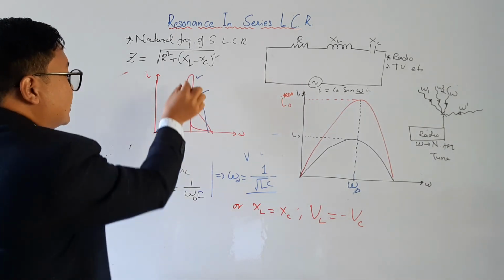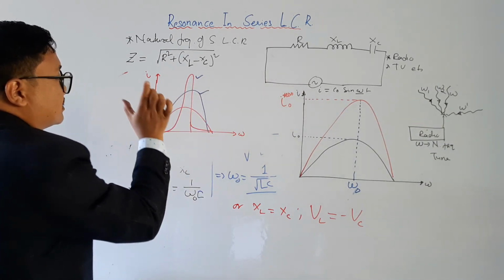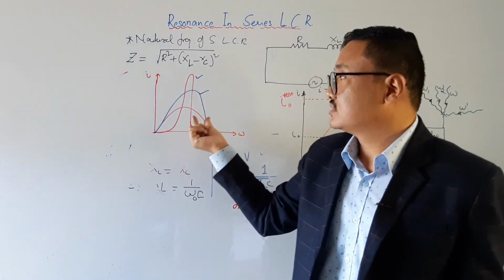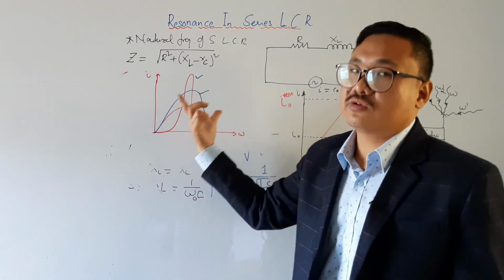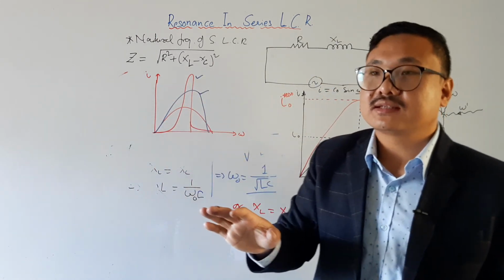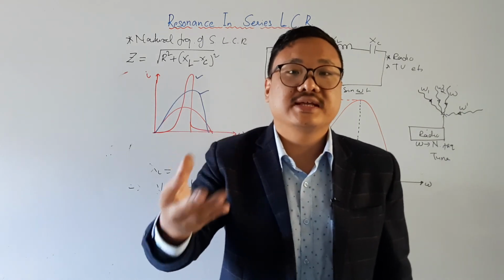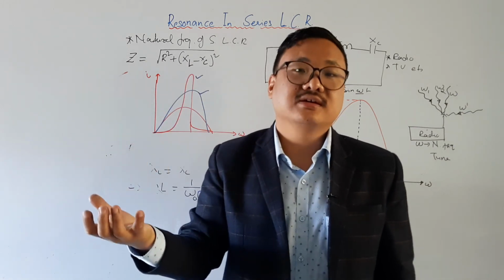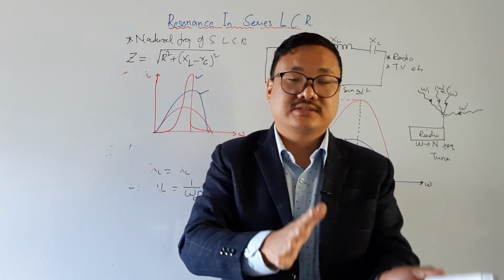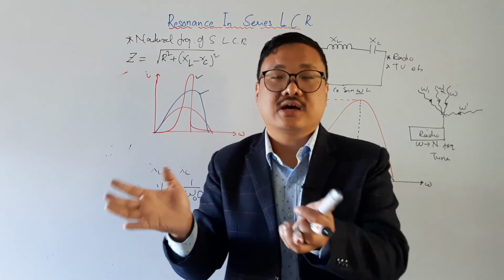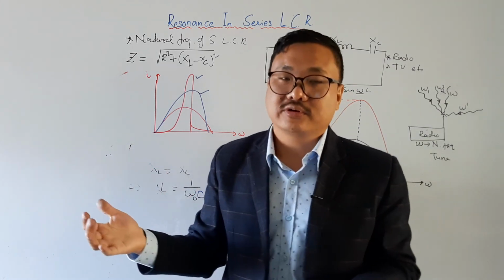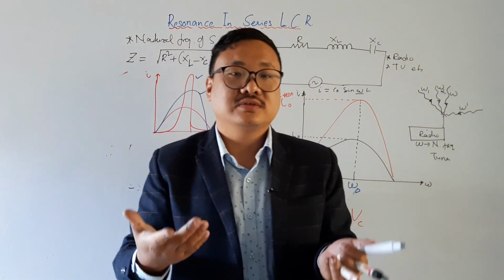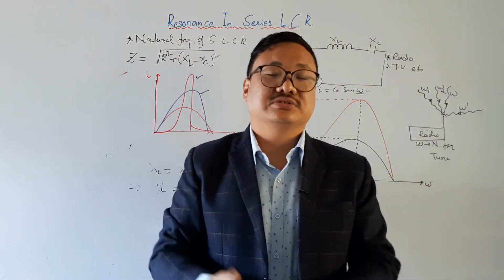But if you see here, this one is very sharp and this one is not sharp. The graphs of some resonances are sharp and the graphs of some resonances are not sharp. So in the next lesson we are going to study sharpness in resonance and the quality factor in resonance. What is sharpness in resonance and how does it work? What are the importance and significance of sharpness and quality factor? We are going to study these in the next lesson. Thank you.